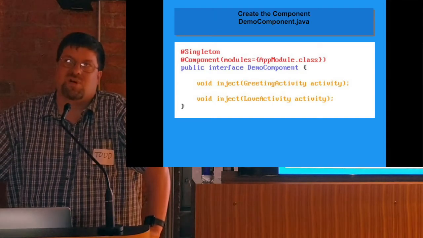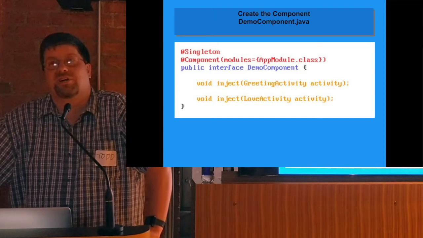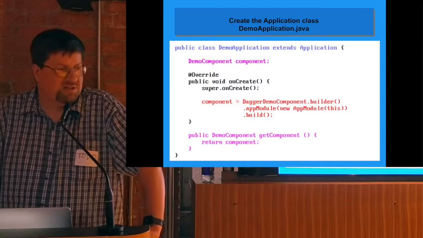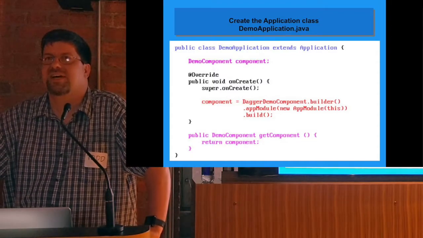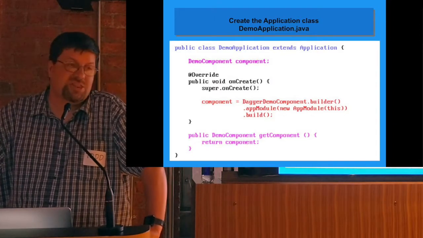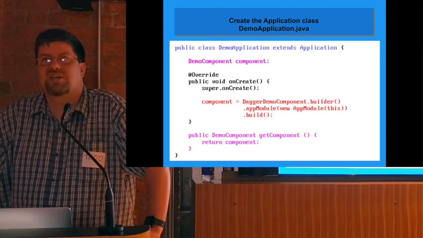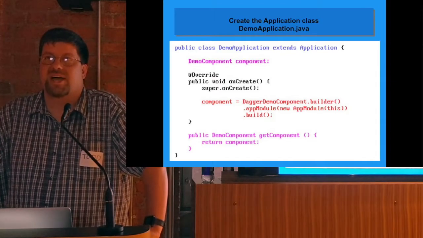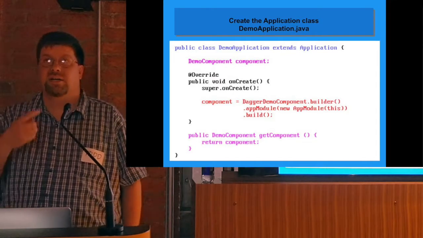So if you try implementing that code without rebuilding your project, it won't exist. It's usually the first thing you'll hit when you try to figure out Dagger 2. And then we have a demo component. There'll just be one in the application, and then we have a method below that returns the component.